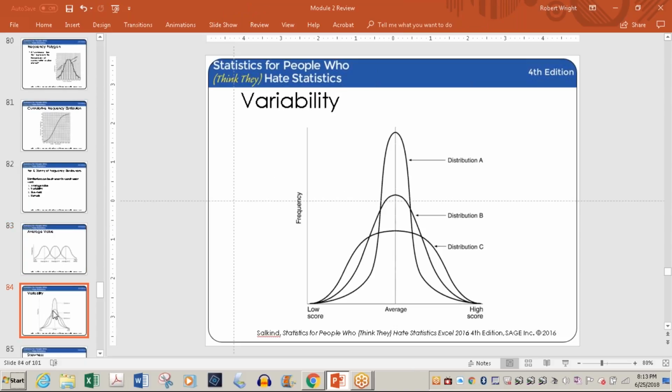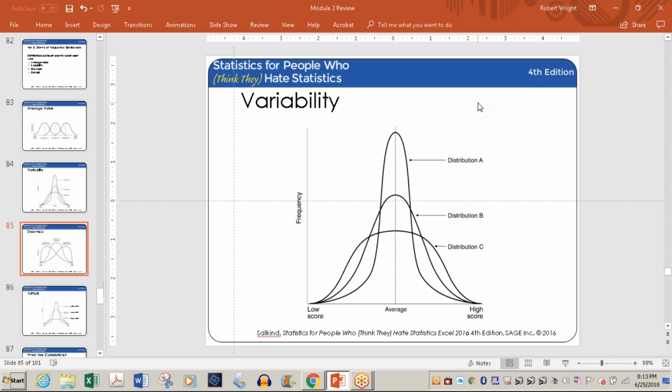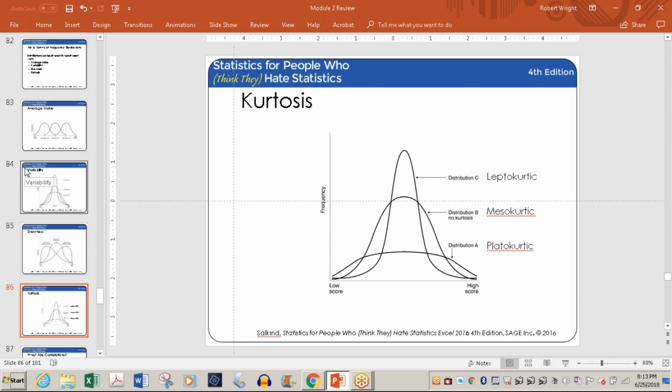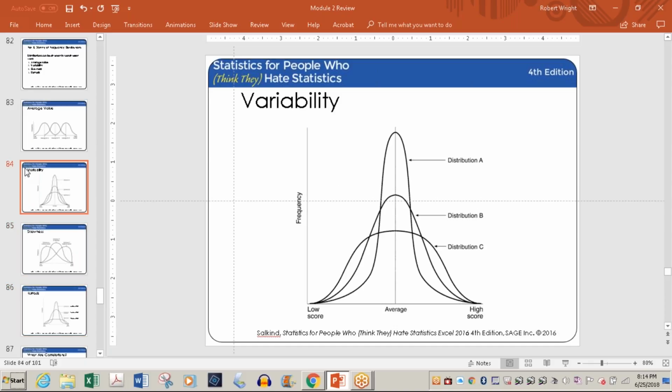Okay, when we're looking at variability, these different curves or lack of bell curves show a lot. If you look at these three here, you have distribution A, distribution B, and distribution C. Looking at these, if these were tests, final exams or whatever, what would you think distribution A depicts as far as test scores go? Any guesses?